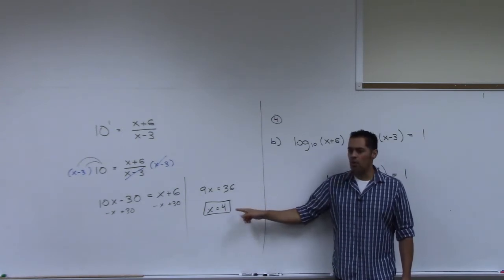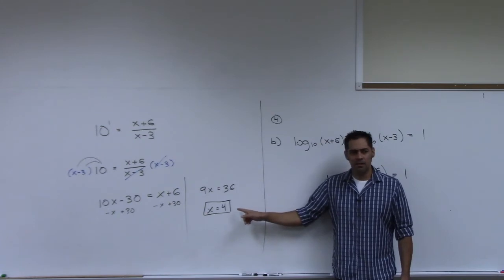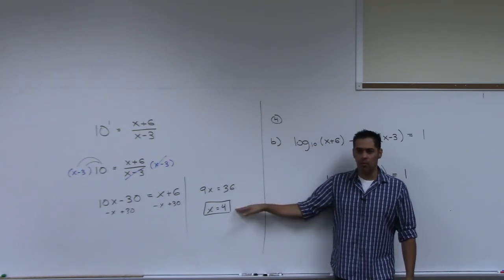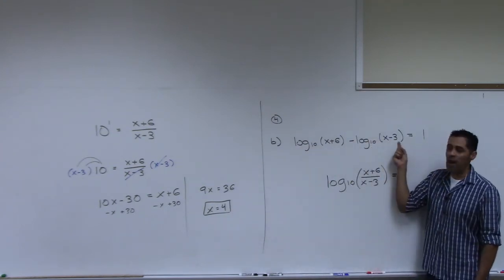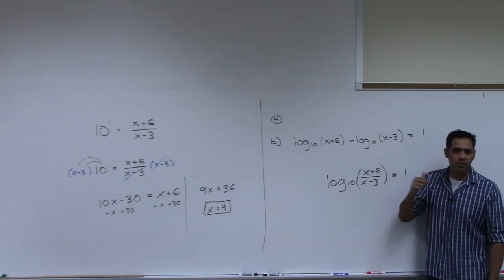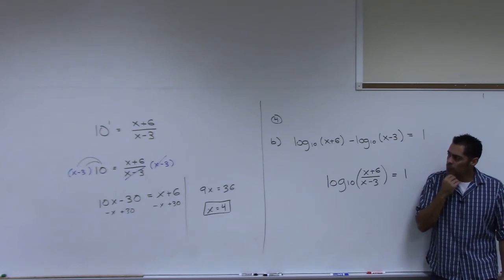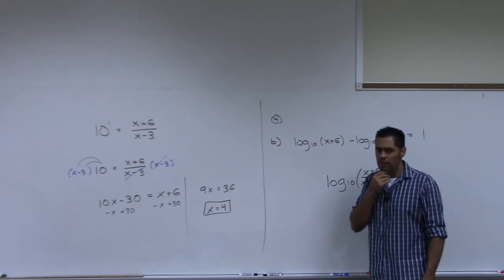So what if this didn't work? What would I say? If you were taking the test and you checked this and it didn't work, like let's say this was x minus 5, then you would say no solution. There's a problem like that in your homework. Okay, questions here?